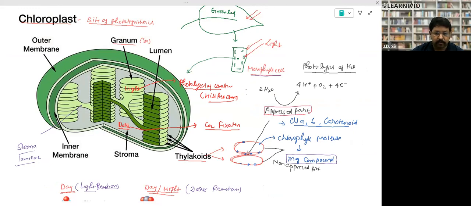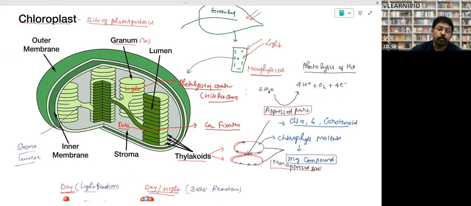And the parts of the thylakoid which are not in touch with one another are called non-appress parts, right? So there are appress parts, and there are non-appress parts, which are not in touch, meaning the outer side. In the appress part, the photolysis of water takes place, right? In these parts, photolysis of water takes place.